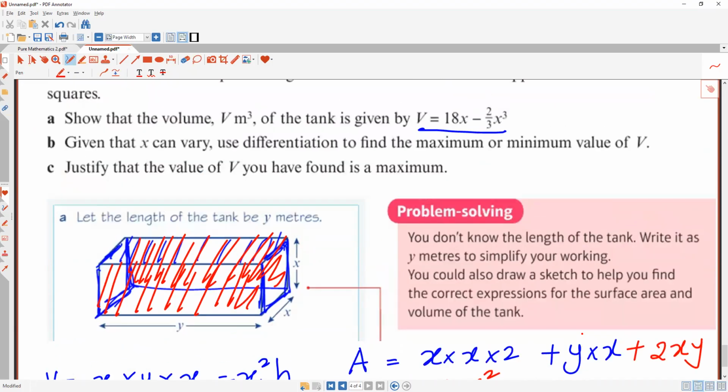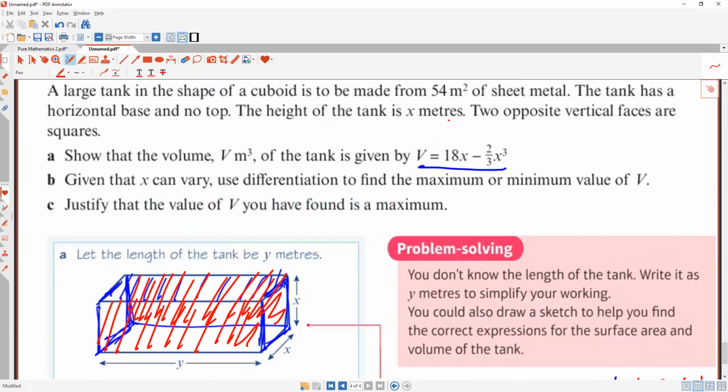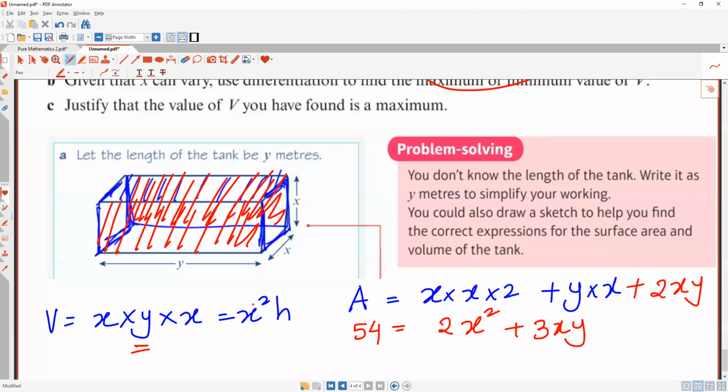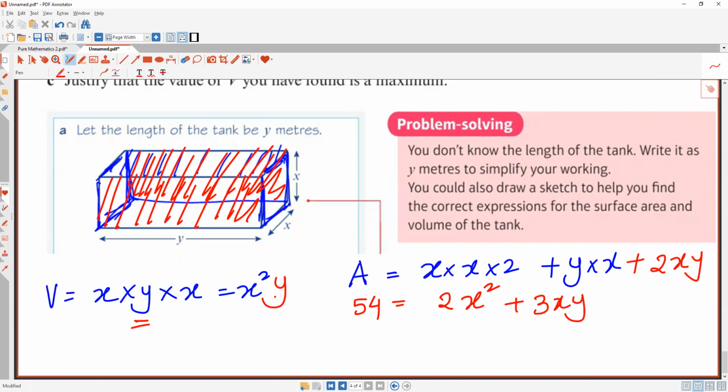Okay. Now you can see in your formula what is missing. You can see y is missing. That means you have to make x squared y... my bad. You have to make y the subject of the formula. How will you do it?